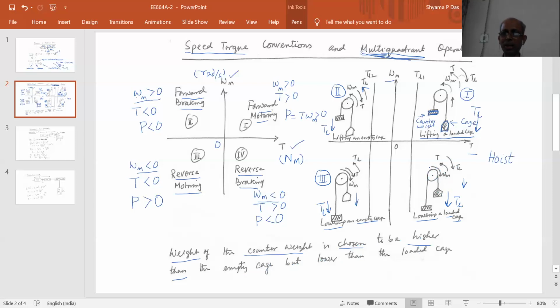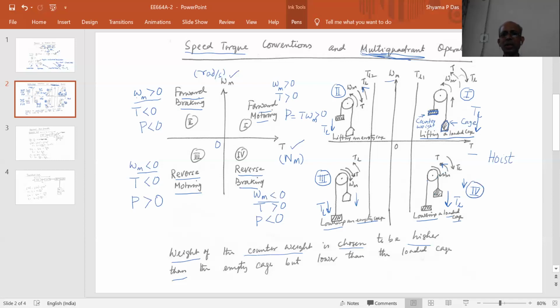The speed is clockwise, and the motor torque has to oppose the load torque. Here is the motor torque, which is opposing the load torque. The motor torque is in the anti-clockwise direction. So the product of speed and torque is negative, so the power is negative. Here we have reverse braking, because the speed is in the clockwise direction, which is reverse, and the torque is anti-clockwise, which is positive. So we have the fourth quadrant, and the fourth quadrant corresponds to reverse braking.